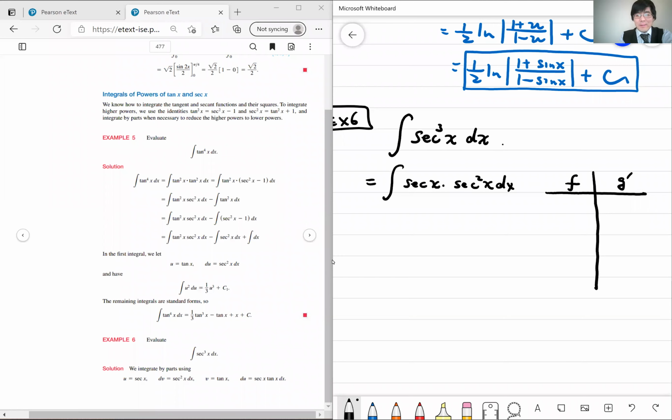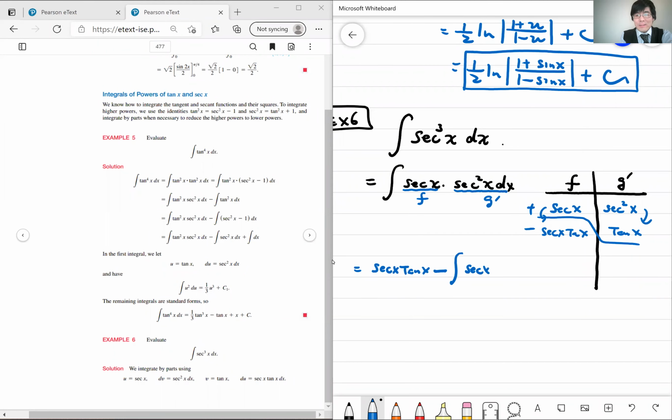We know how to differentiate this, and we know how to integrate this. So we put secant x here and secant square x here. So the derivative of this one will be secant x tangent x. Integral of this one will be tangent x. So after you do the integration by parts formula, the first term will be secant x times tangent x minus integral of secant times tangent x squared.